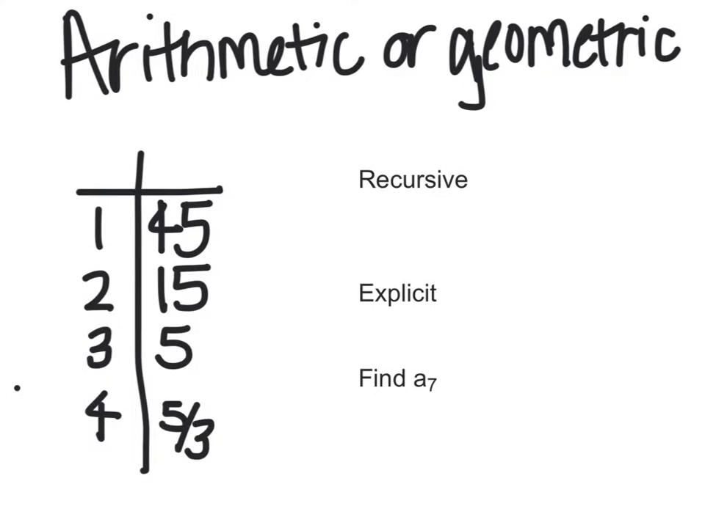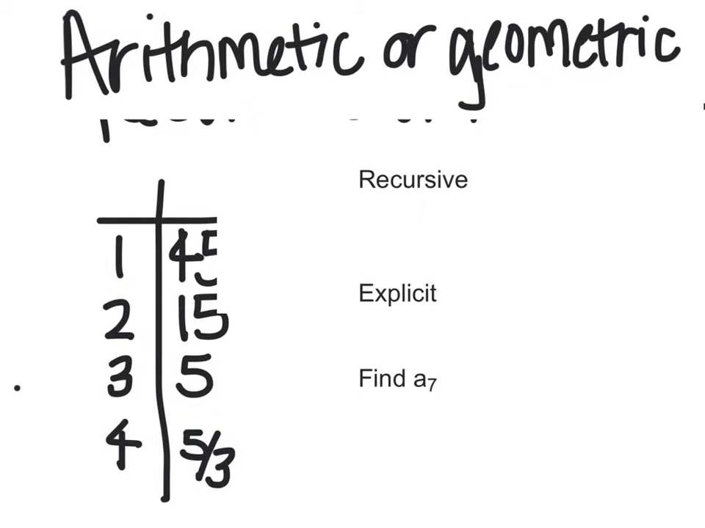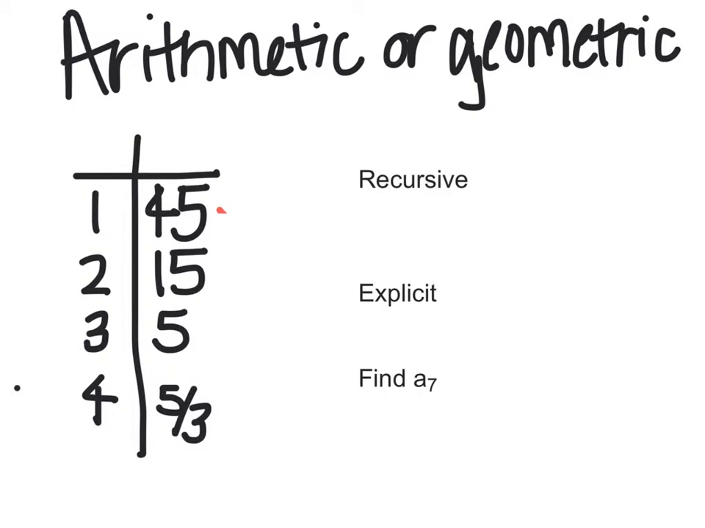So we have a pattern here where x is 1 and it gives us a second value of 45. Then it gives us another value of 2 and 15. Then we have 3 and 5 and 4 and 5/3. And we've got to decide first, is this an arithmetic or a geometric sequence? And then we're going to figure out our formulas. And then we're going to find, lastly, the 7th term of the sequence.